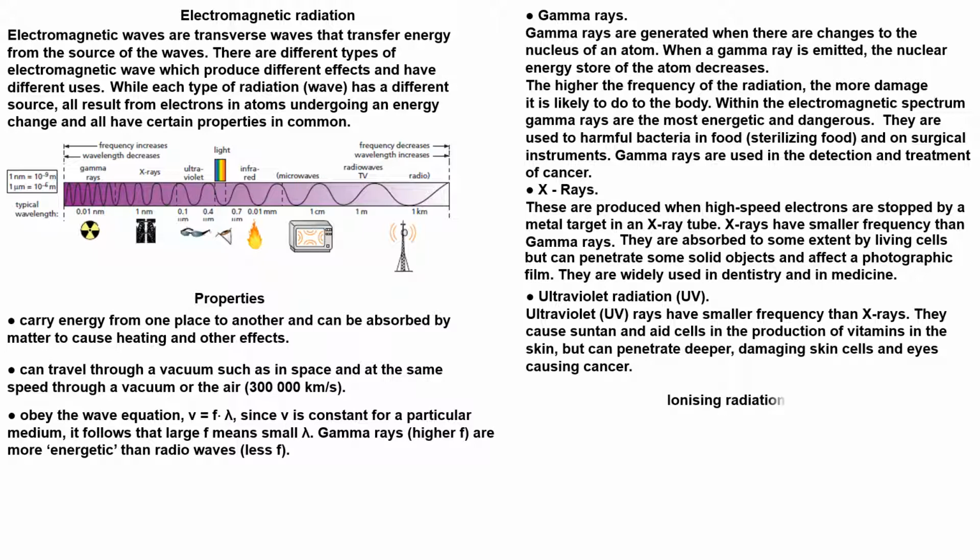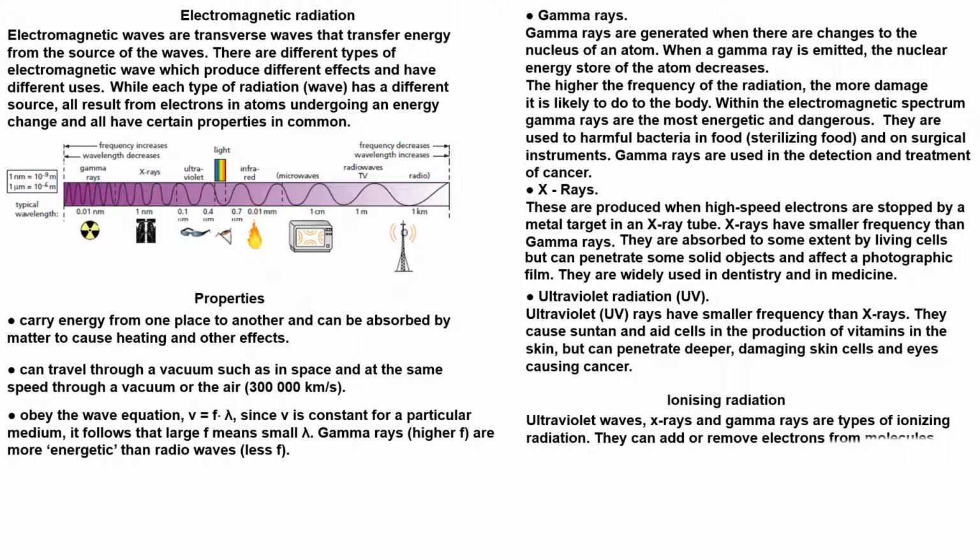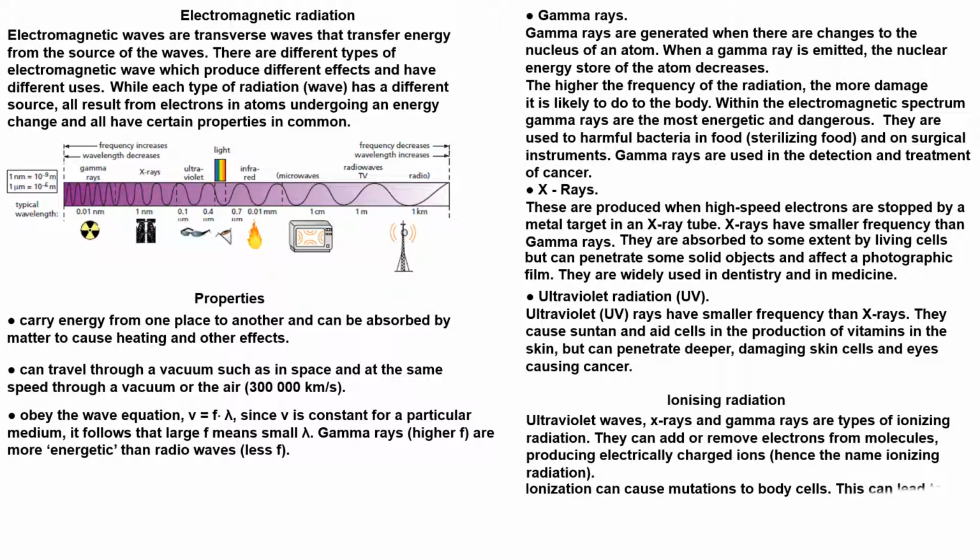Ionizing radiation. Ultraviolet waves, X-rays, and gamma rays are types of ionizing radiation. They can add or remove electrons from molecules, producing electrically charged ions, hence the name ionizing radiation. Ionization can cause mutations to body cells. This can lead to cancer.